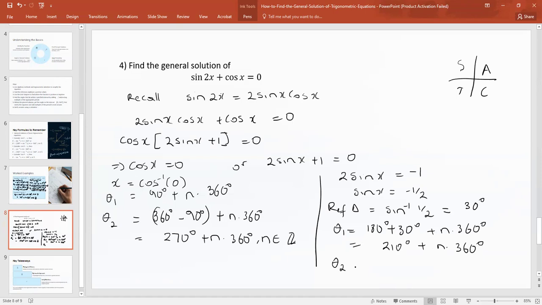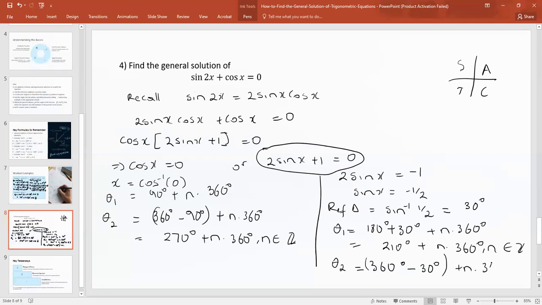So the next solution here, with regards to this expression, we're going to have 360 degrees minus 30 degrees plus n times 360 degrees, where n is an element of integers. So our answer here would be 360 degrees minus 30, which is 330 degrees, plus n times 360 degrees, whereby n is an element of integers. So we have four solutions: this solution, this solution, this solution, and this. These are our four solutions.